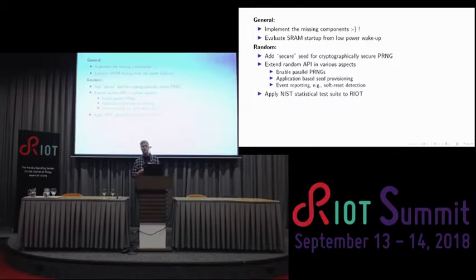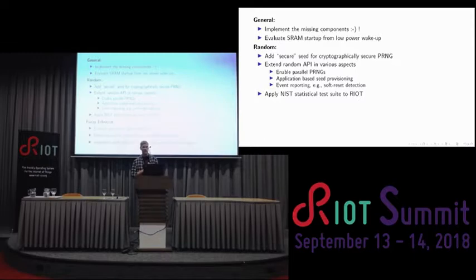Furthermore, we need to correct the seed handling in RIOT, which currently just consists of a global seed which can be overwritten. We want to implement application-based seed provisioning. And furthermore, when we touch the API, we will also consider adding an interface in order to generate or report back events such as reset detection or soft reset detection. And finally, we plan to apply the NIST statistical test suite in order to quantify the randomness of our approach.